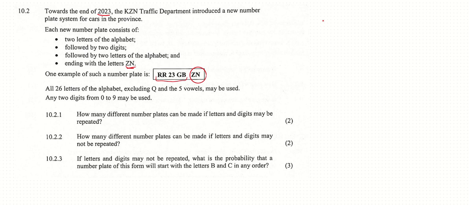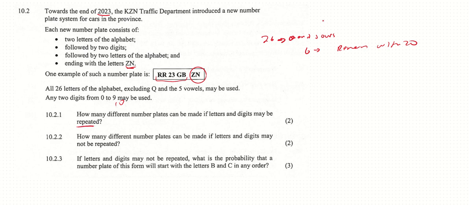Remember now we're at 26. Let's just analyze this. We had 26 letters of the alphabet, but we removed Q and 5 vowels. So now that means that we removed 6 letters of the alphabet, remaining with 20. So on the numbers, they are fine. Numbers are 10. So how many different number plates can be made if letters and digits may be repeated?